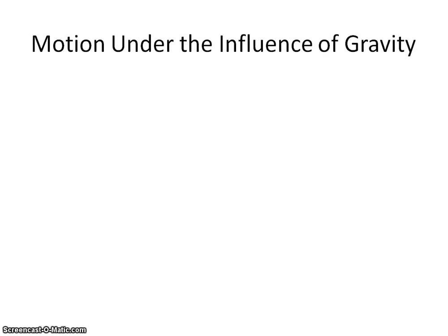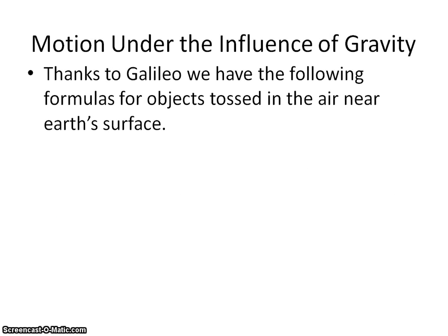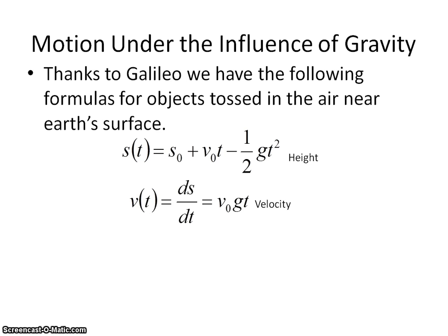All right, motion under the influence of gravity. Thanks to Galileo, we have the following formulas for objects tossed in the air near the Earth's surface. We have a position or height of s of t equals s sub 0 plus v sub 0 t minus 1/2 g t squared. And then we have the velocity is the derivative of the height function. And the constants s sub 0 and v sub 0 are the initial values.